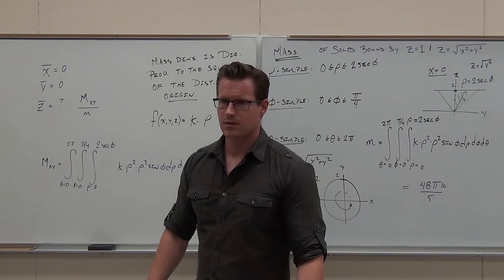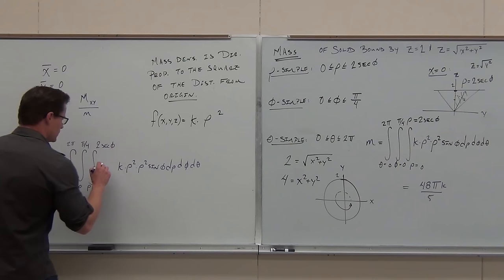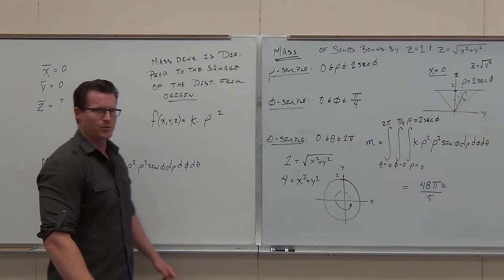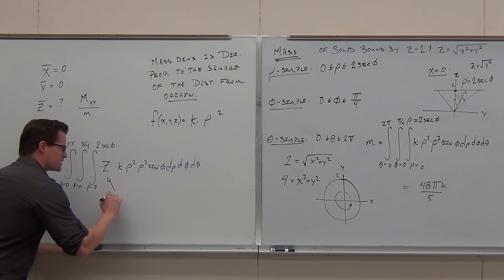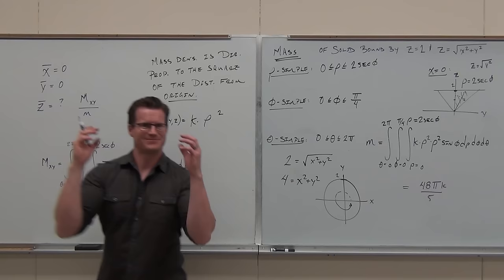How'd you get it? Because z is equal to rho cosine phi. Perfect. You went a little past me. I was like, what? Yeah, that's fantastic. That's exactly right. You normally put a z there, right? But because we're in spherical, you go, well, this is now rho cosine phi. And then you get a worsening. Well, not horrible, I guess.